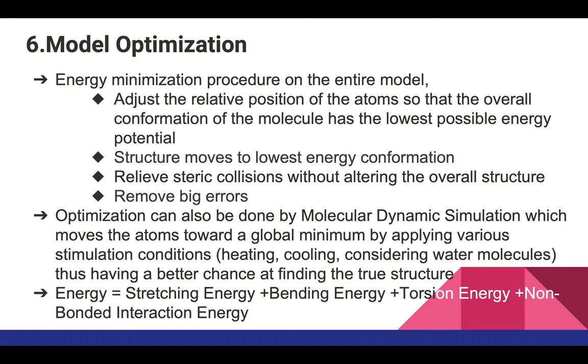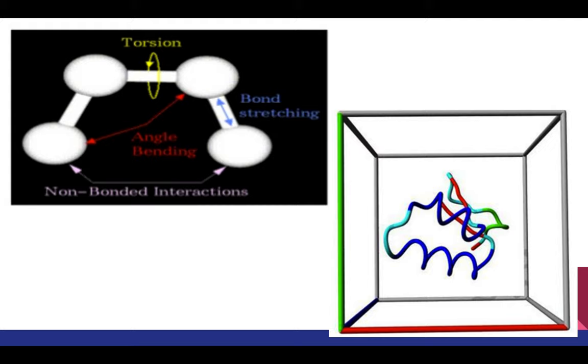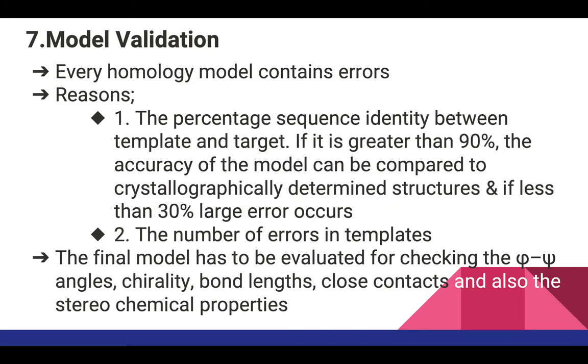So the energy that we are talking about here is actually the stretching energy plus the bending energy plus the torsion energy plus the non-bonded interaction energy. All of them basically take into account the energy during the conformation and whatnot. And so the lowest possible is the best for your model. So what I was talking about is actually all this. You can see the torsion, the angle bending, the bond stretching, the non-bonded interaction and whatnot. Those basically create energy and we want it to be as low as possible.